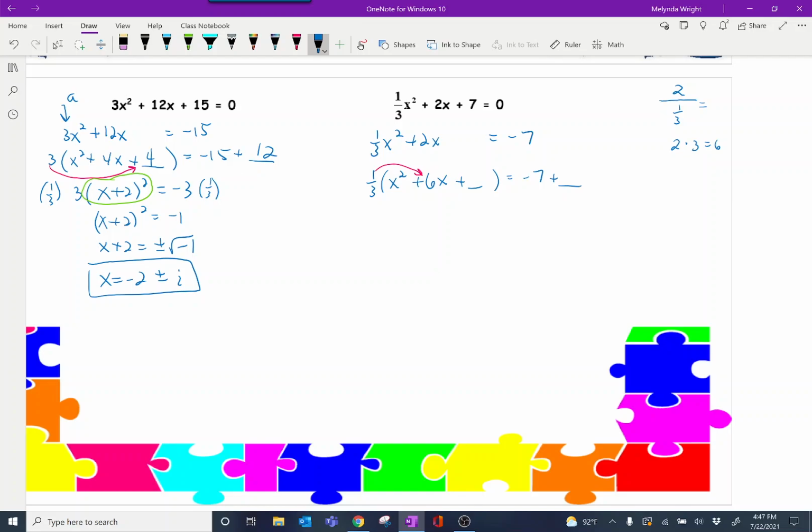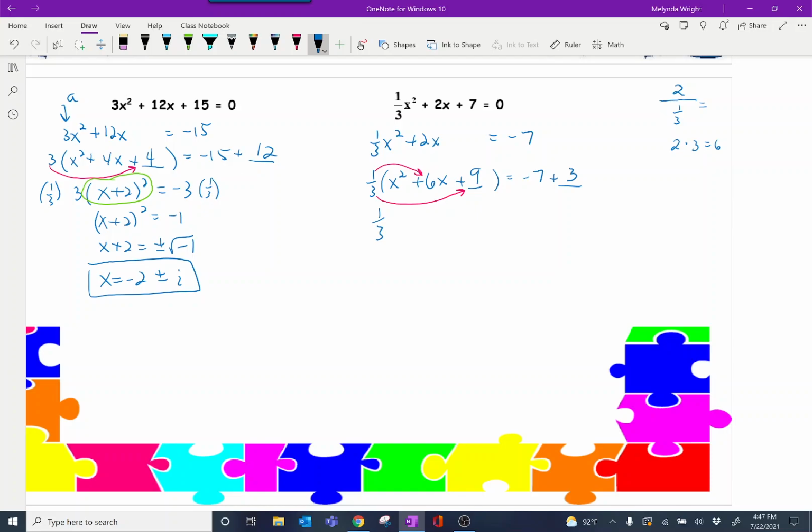3 squared is 9. We're going to add 9 here, but are we going to add 9 over here? Oh, be careful. Nope, nope, because what did we change the value of the left side by? We changed the value of the left side by 1/3 times 9, which is 3. That's what we changed the value by, so we need to counter that. Remember, equations are balanced. We need to counter that by adding 3 to the right side. Okay, good, good, we're doing good.